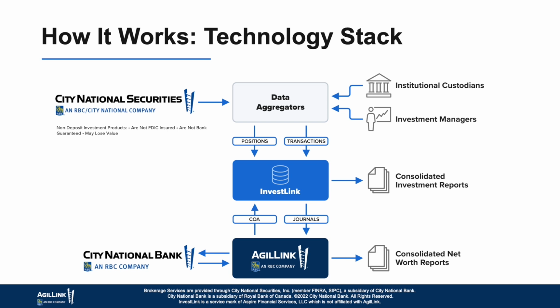AgilLink provides the client-specific chart of accounts and then maps that against their investment data, creating dual-sided journal entries which are then inserted back into AgilLink. Once those dual-sided journal entries are in AgilLink, it fuels all the financial reporting. In addition to the enhanced investment awareness, financial reporting firms now have access to client-ready consolidated investment reports.